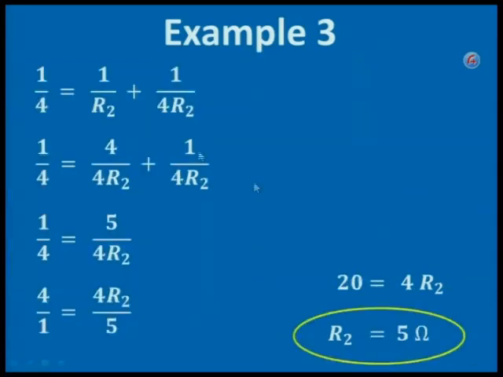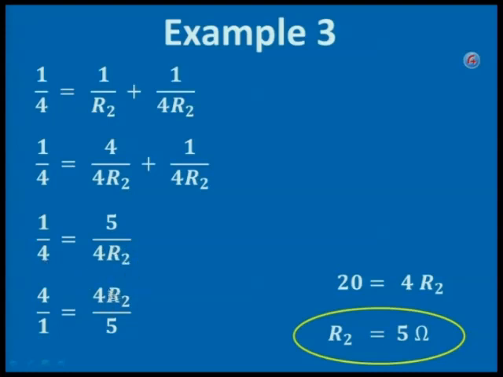Now we add them just as if R2 was X. So 4 R2 needs to be added, the R2 needs to be converted also to 4 R2. So you times it with 4 to get to 4 R2, and what you do at the bottom, you must do at the top. 1 times 4 is 4. So 4 plus 1 gives you 5 over 4 R2.